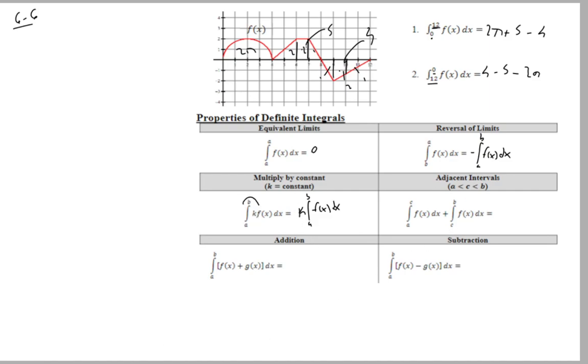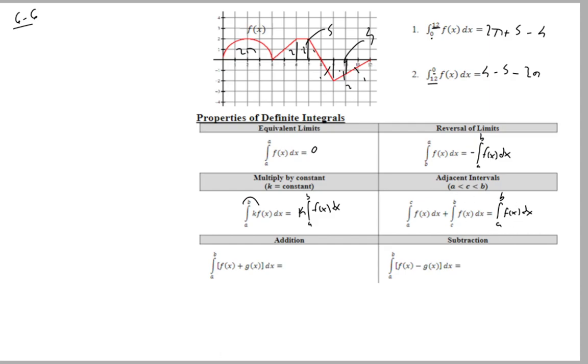Adjacent intervals. That would just be the integral from a to b of f of x dx. Since the intervals are adjacent to each other, you just use the one in between, and that works for us.